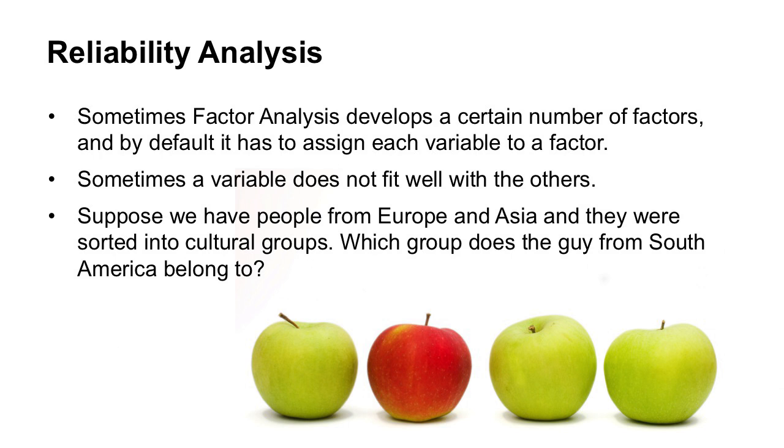Sometimes factor analysis indicates a certain number of constructs, and by default it has to assign each variable to a particular construct. Sometimes, though, a variable does not really fit in well with the others. As an example, suppose that we have people from Europe and Asia and that we sort them into cultural groups. Which group would a person from South America belong to? In the visual here, all of the items might be considered apples, but one of them might be somewhat different than the others.